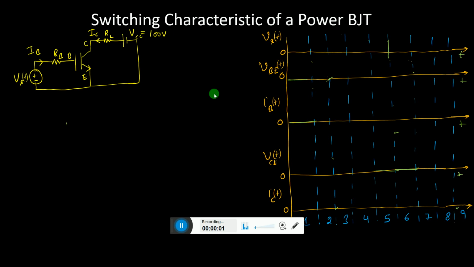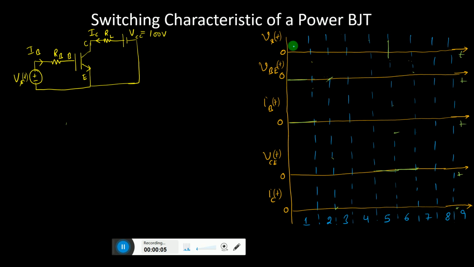In this video, we are going to understand the switching characteristics of a power BJT. To explain the switching characteristics, we have taken the BJT with the terminal base, ammeter and collector. Base and ammeter are connected to the input, and collector and ammeter are connected to the output.